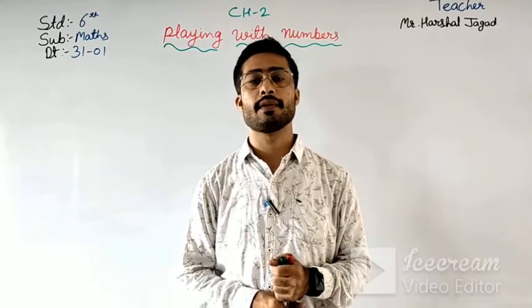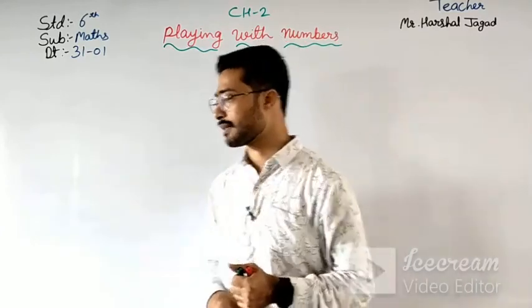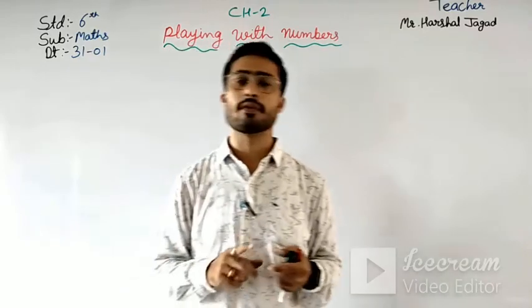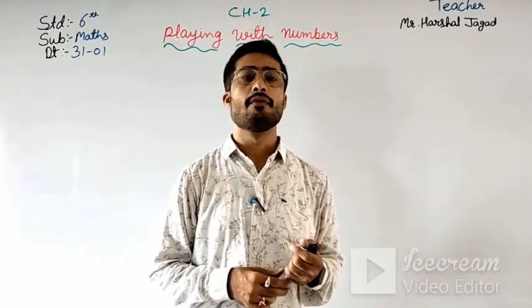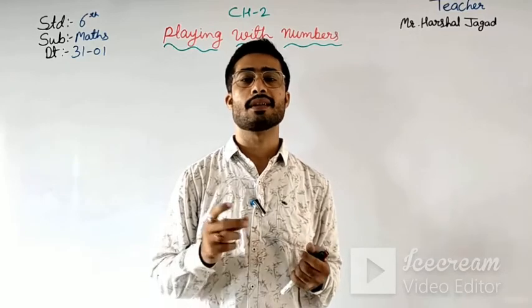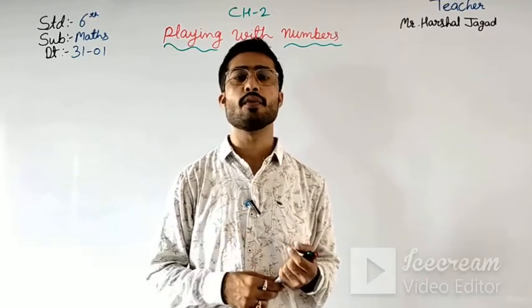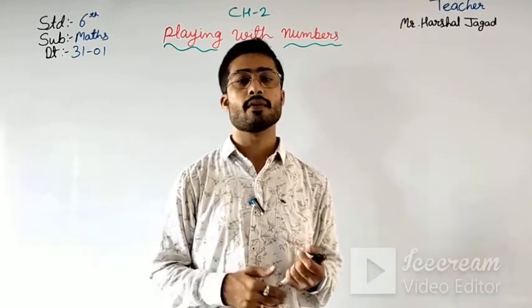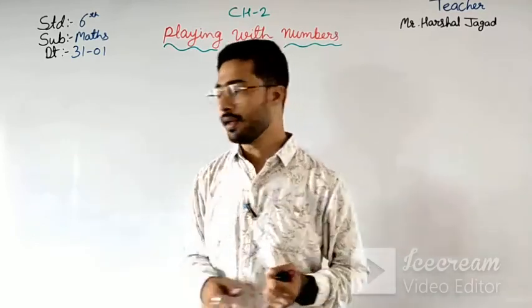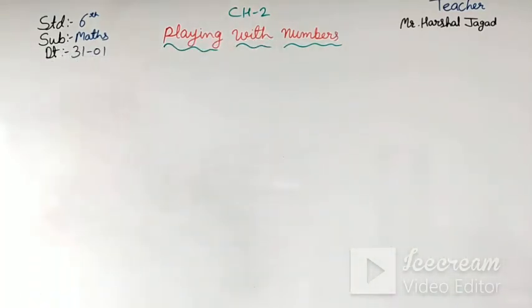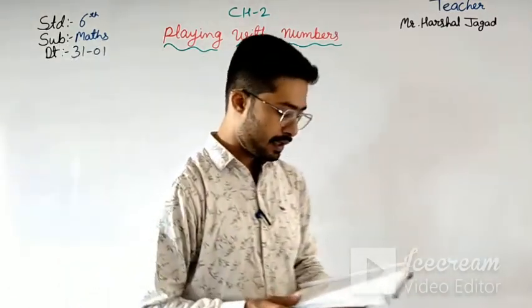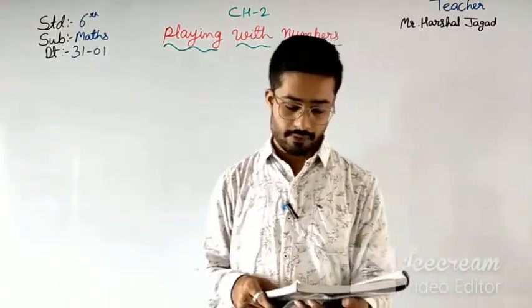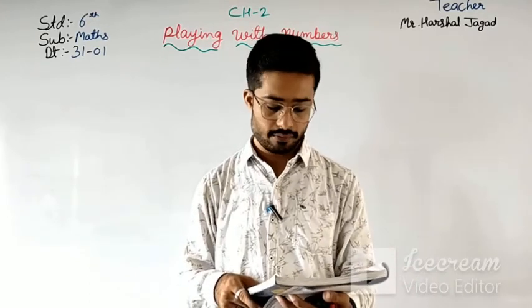So in the previous video we have just completed our exercise 2C, question number 1 and question number 2. Now we will move towards question number 3, that is fill in the blanks, which you have to do on your own. Moving towards question number 4. So question number 4 is: write down the multiples of the following numbers between 55 and 105.